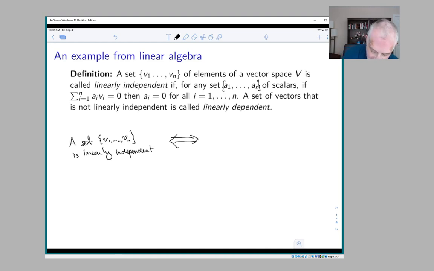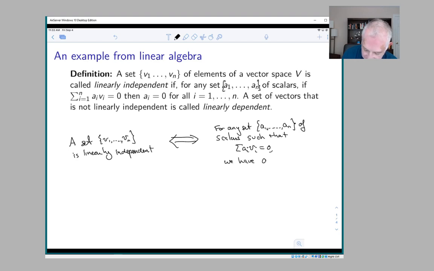the following statement: for any set of scalars such that the sum of ai vi equals 0, we have ai equals 0. So here i goes from 1 to n, and here i goes from 1 to n. And the interesting thing about this definition is that this part is an if-then, because we could really write it as saying, if sum ai vi equals 0, then all ai equals 0.